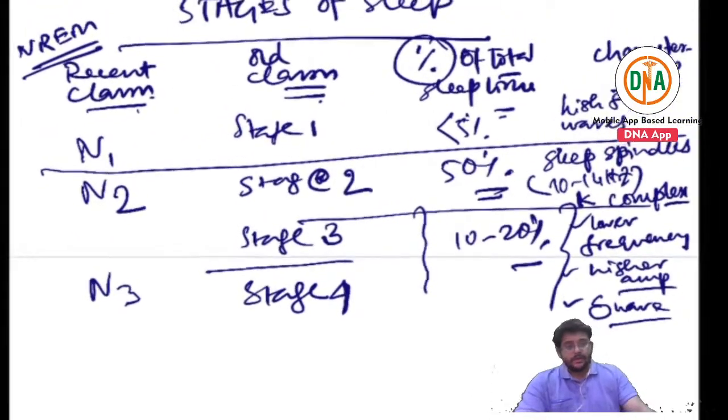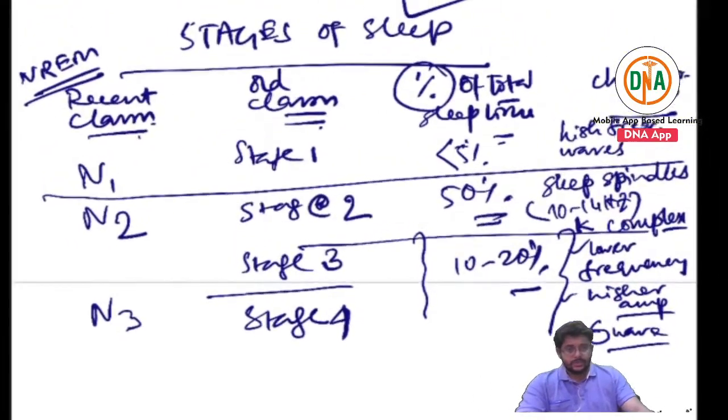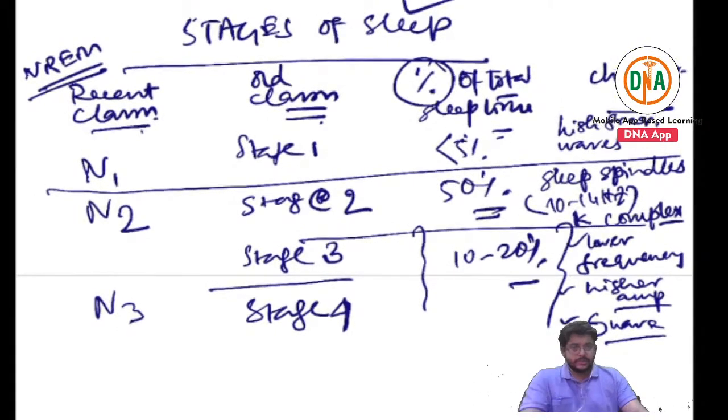Okay, let me move a little aside so that you can see. Now I think it's clear for you. So sleep spindles and K complexes we find in stage 2, and the characteristic feature of stage 3 is that the frequency is getting lower and lower and the amplitude is getting higher and higher, and delta wave is there. So that's the stages of sleep. This is all about the NREM sleep. Okay, got it?